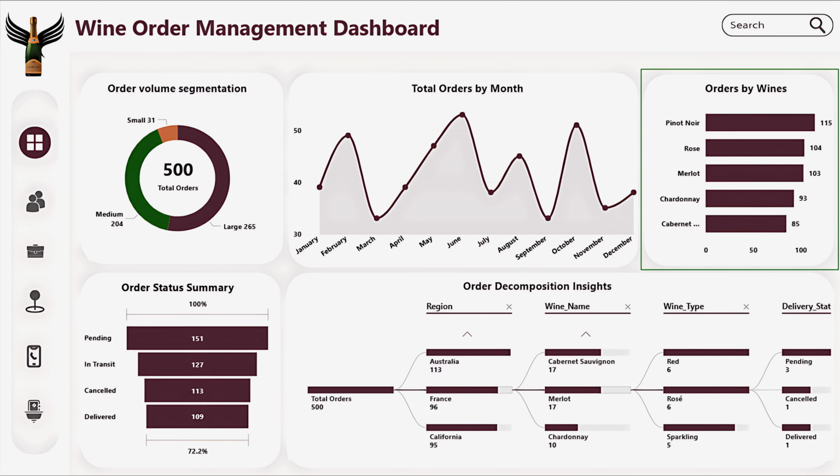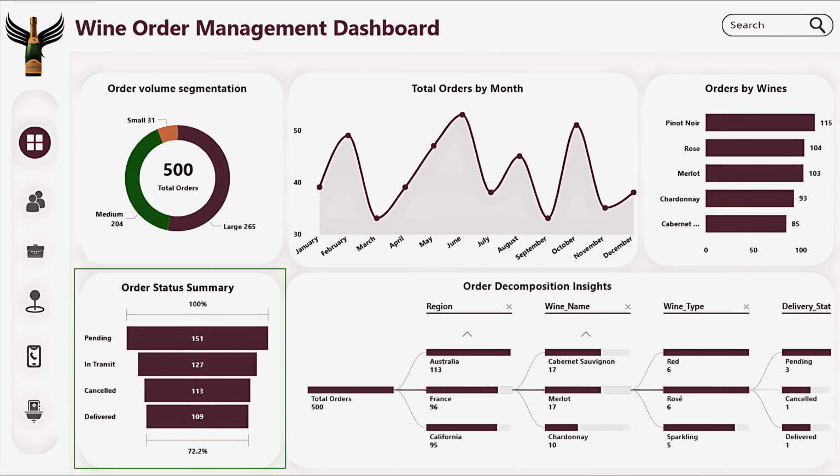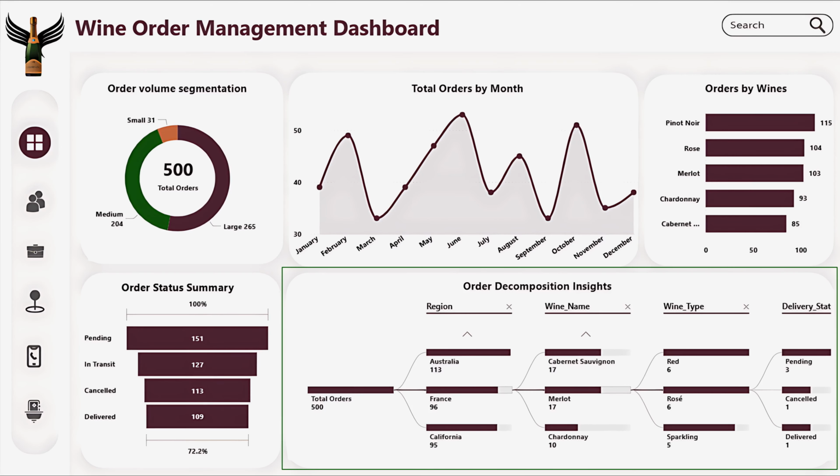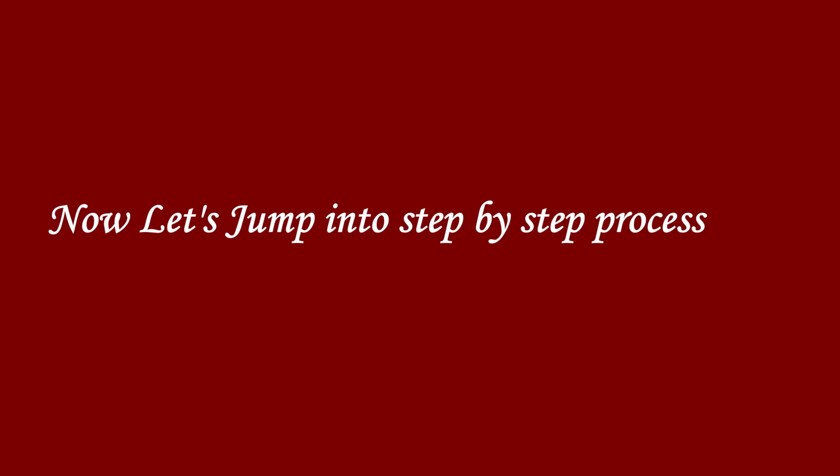This bar chart compares the total across the different wines, helping to identify the most popular and highest demand wine products. This funnel chart provides the order progress from delivered, pending, in transit, and cancelled status. It helps to monitor fulfillment efficiency and operational performance. This decomposition chart breaks down the total orders by region, wine name, wine type, and delivery status to identify the key demand drivers and operational patterns.